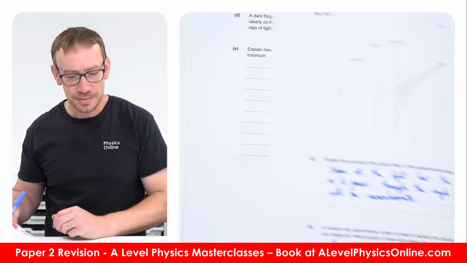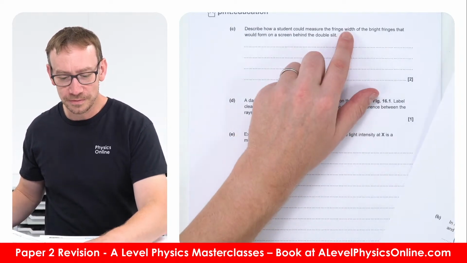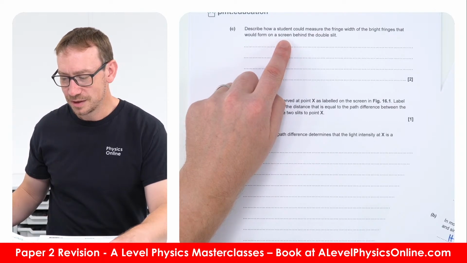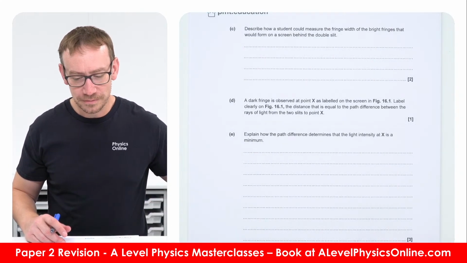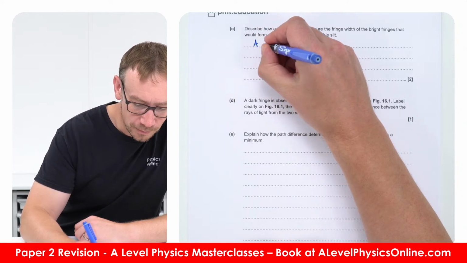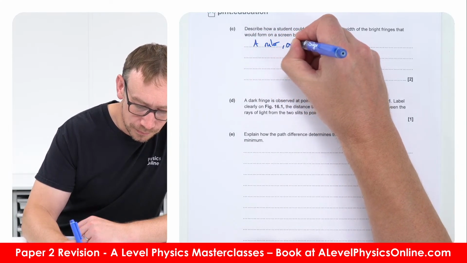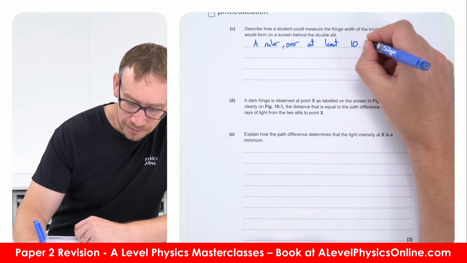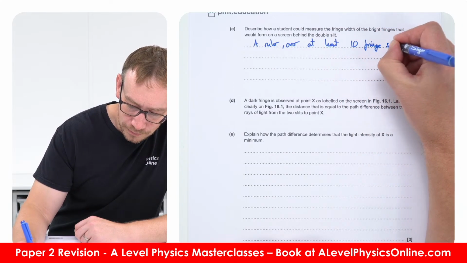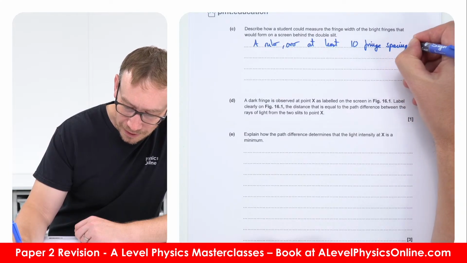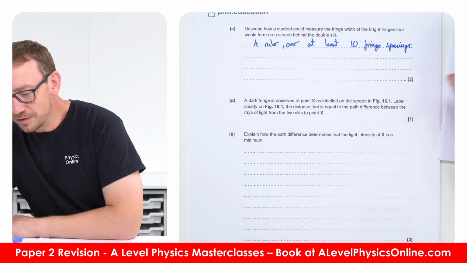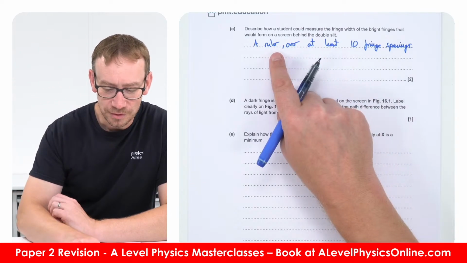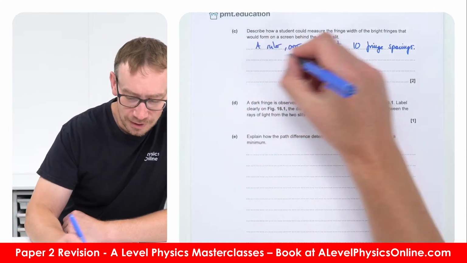That one looked okay to begin with. Describe how a student could measure the fringe width of the bright fringes that would form on a screen behind the double slit. So you can measure the fringe width with a ruler over at least 10 fringe spacings. So basically that's the method. Measure the width of at least 10 fringes, use a ruler or vernier caliper, divide the measurement by 10. Yeah, so a ruler over at least 10 fringe spacings, then divide by 10.